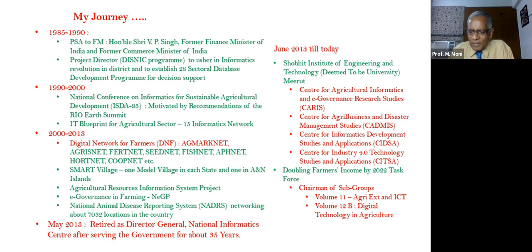Center for Agricultural Informatics and eGovernance Research Studies, which is to train the BSc Agriculture Science graduates and non-agriculture science graduates to use IT in agriculture as a career option, a preferred career option. Through MTech in Agricultural Informatics, BTech in Agricultural Informatics, and PG diplomas and diplomas. It means computer science using agriculture as a use case.